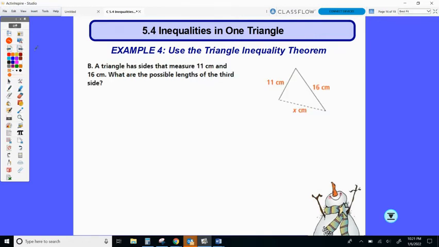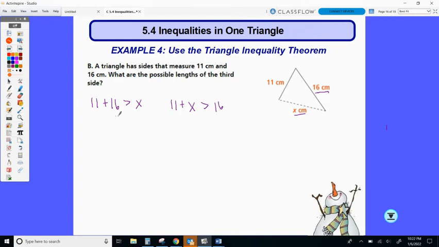Okay, so a triangle has sides that measure 11 and 16. What are the possible lengths of the third side? Well, let's see what happens if x is the longest side. Then 11 plus 16 has to be greater than x, right? And if 16 is my longest side, because x is not the longest, then 11 plus x has to be greater than 16. So those are my two extreme scenarios. Either x is the longest side, or 16 is the longest side. So I have to look at those two scenarios.